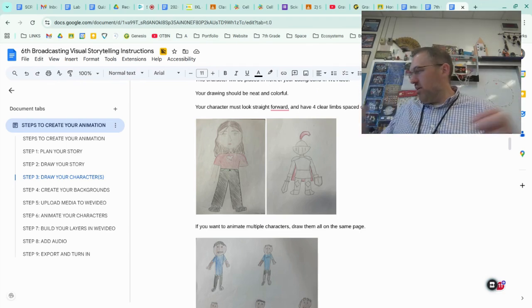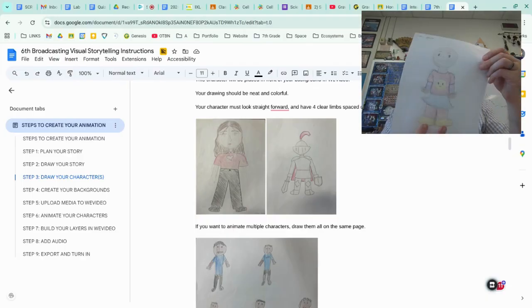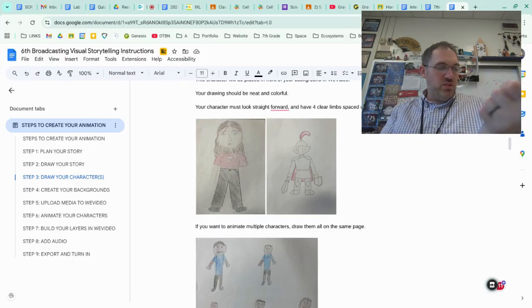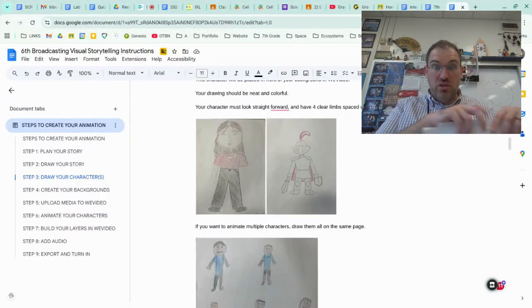You can see with this character over here, she did a really good job. The legs weren't separated, but then she made it so that they were separated. All of this is important to be able to animate this later. So make sure that you do that.